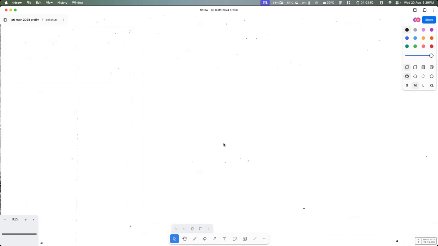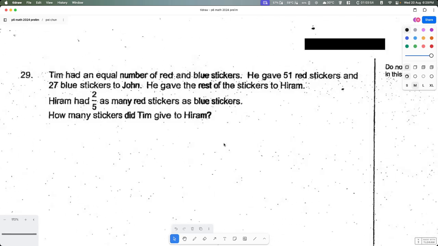Okay, let's move on to question 29. Right. So Tim had an equal number of red and blue stickers. He gave 51 red stickers and 27 blue stickers to John. He gave the rest of the stickers to Hiram. Hiram had 2/5 as many red stickers as blue stickers. How many stickers did Tim give to Hiram?